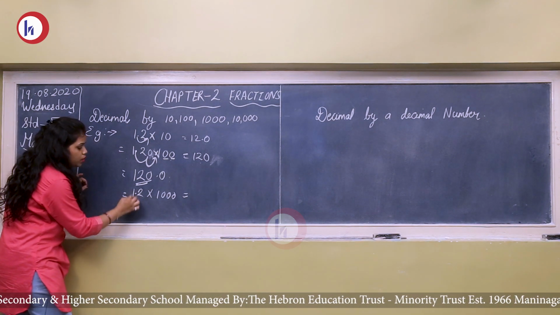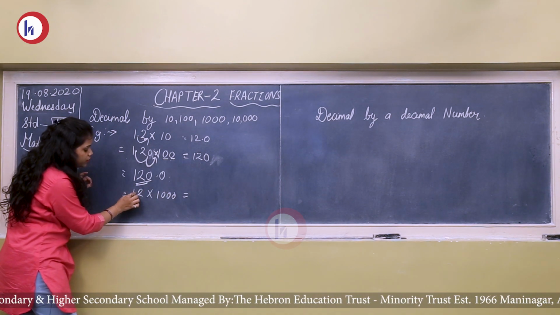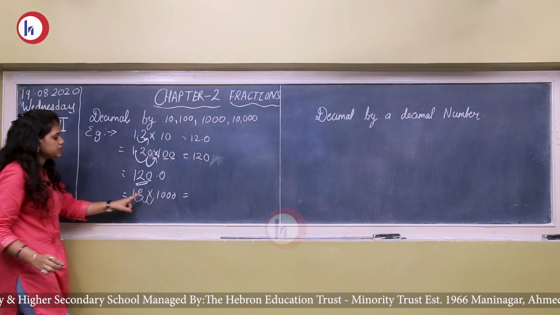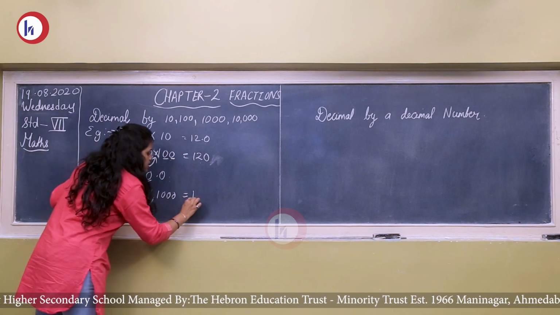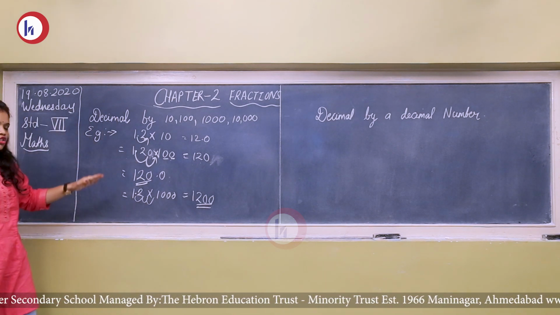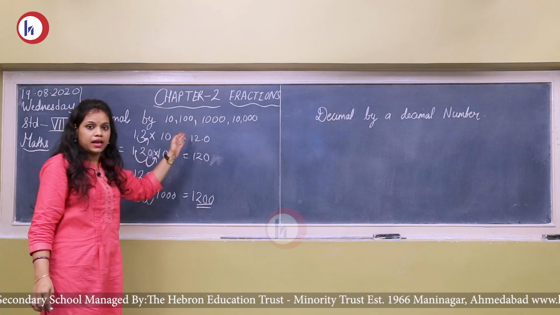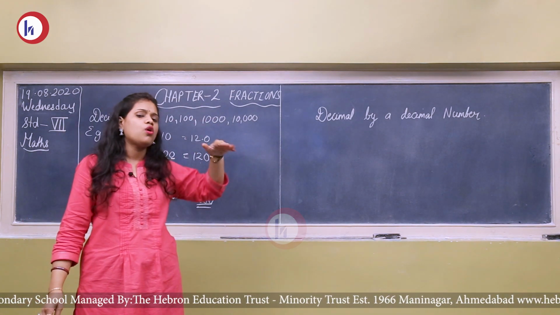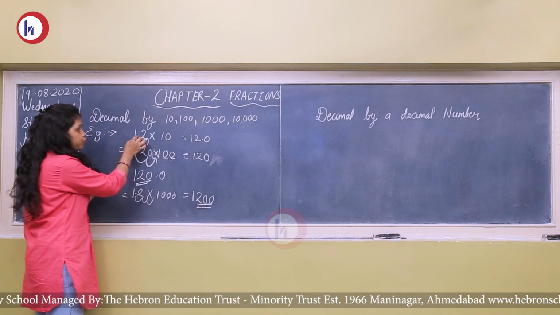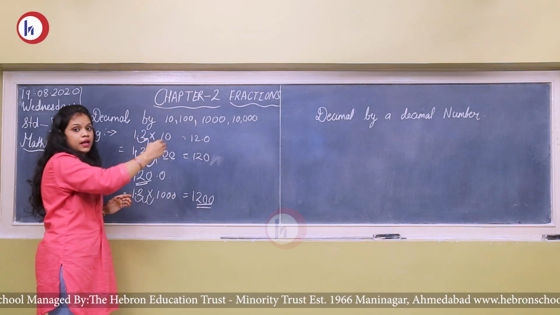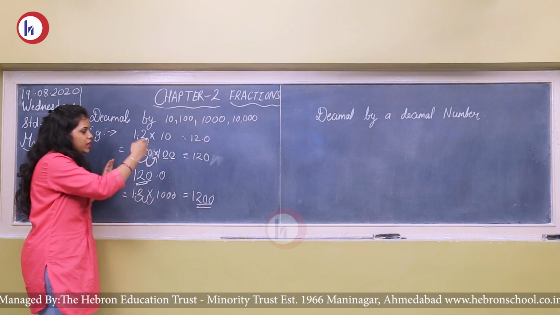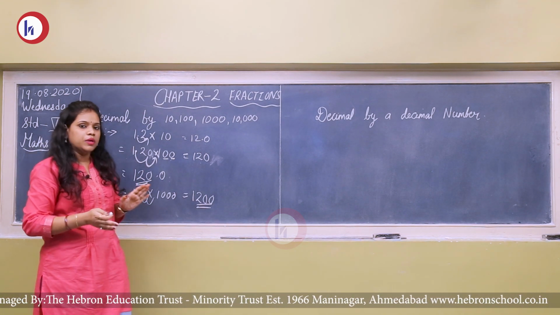Shifting your decimal from here 3 places, that is 1, 2 and 3. So how many zeros do you have to add? 2 zeros. So your answer will become 1200. And the same way it goes on. So whenever you are multiplying your decimal with 10, 100, 1000 or 10,000 or more than this, you have to only shift your decimal from the place towards the right side. How many times? As many zeros as you have to multiply with. So that way you can easily find out your answer without multiplying.